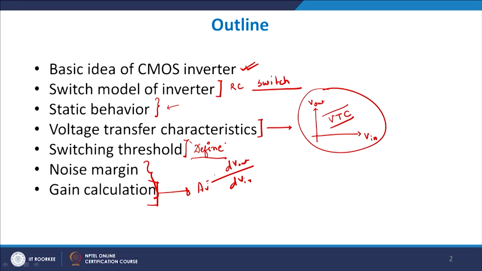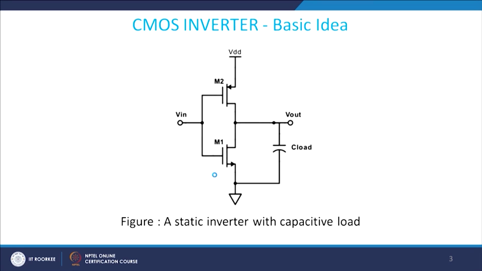So, dV out by dV in we will try to find out, and this is basically your voltage gain, which we will be seeing as we move along. So, this is the basic outline of the talk, and let me come therefore to a basic CMOS inverter. Before we go to basic CMOS, let me give you a brief idea of what we had done earlier, so that it becomes easier for you to appreciate this point.